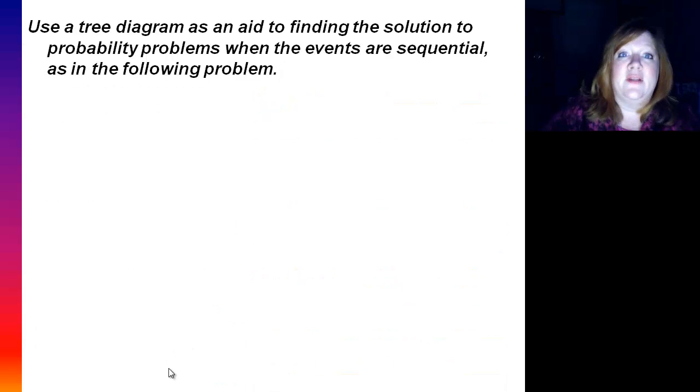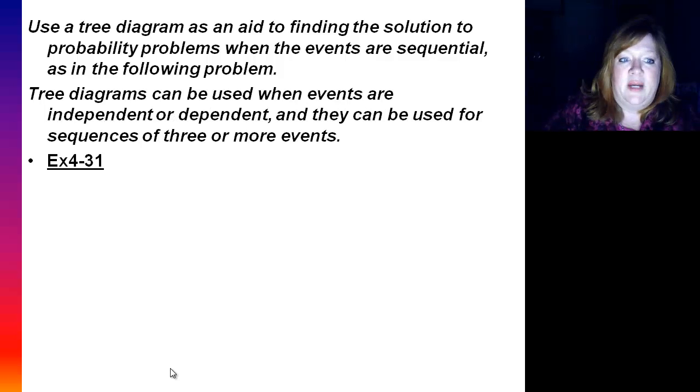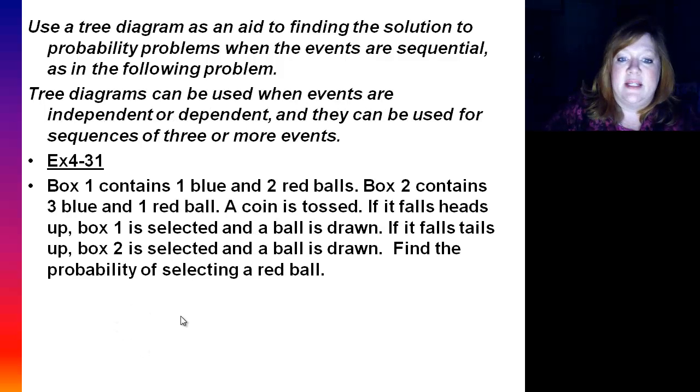All right, another thing we can do is use a tree diagram to aid in finding the solution to probability problems when events are sequential. This is kind of a weird problem. It says box 1 contains 1 blue and 2 red balls. Box 2 contains 3 blue and 1 red ball. A coin is tossed to determine which box you're going to pick out of. If it falls heads up, box 1 is selected. If it falls tails up, box 2 is selected. Find the probability of selecting a red ball.